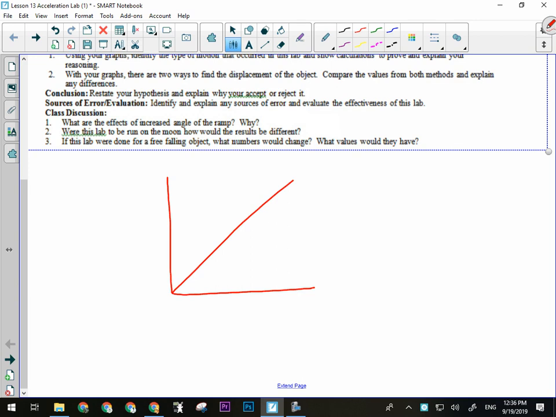That is what an accelerating object would look like on a velocity versus time graph, because the velocity is getting higher. On the position versus time graph, what should it look like? It should be a curve, right? It should look like this. So once you've got that as your data, you're done collecting your data.